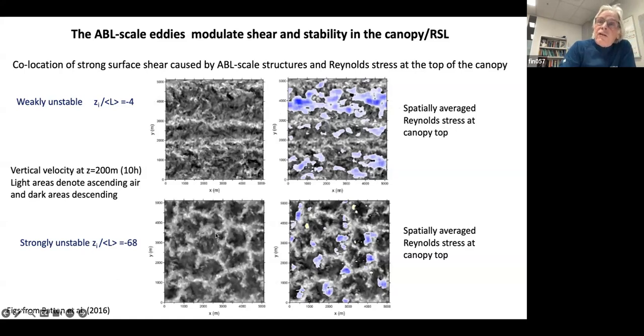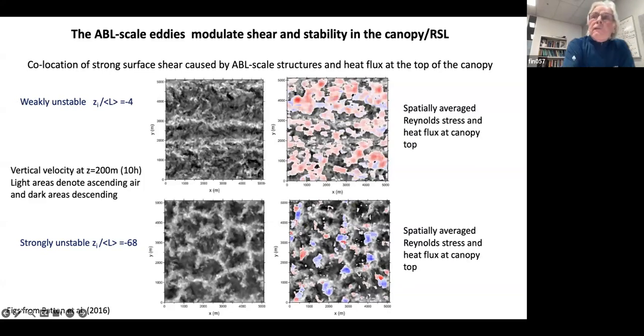In the strongly unstable cells, we find this strong shear, strong Reynolds stress regions on the downwind side of the cells, where the descending air is added, where the shear caused by the circulation in the cells themselves augments any net movement, the net drift, if you like, or net boundary layer velocity. So you find the strong shear regions at the downwind side of these cells.